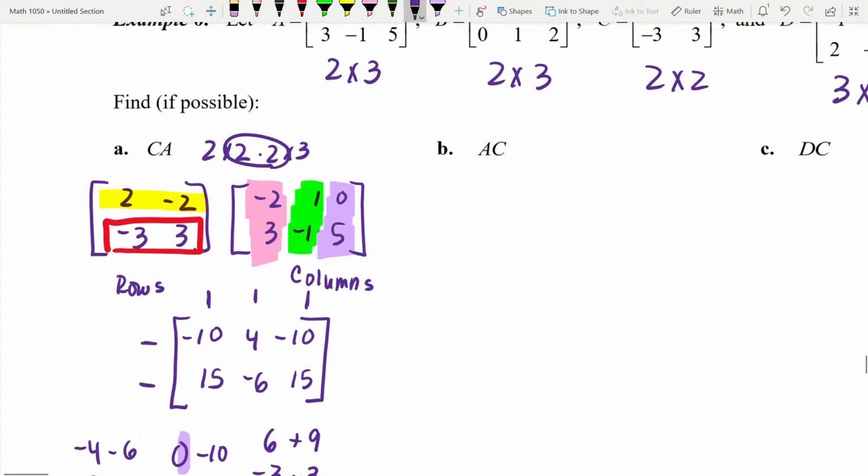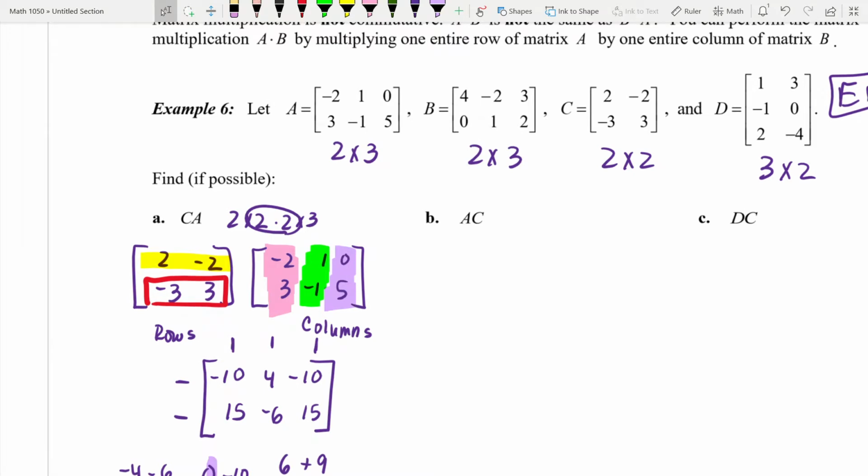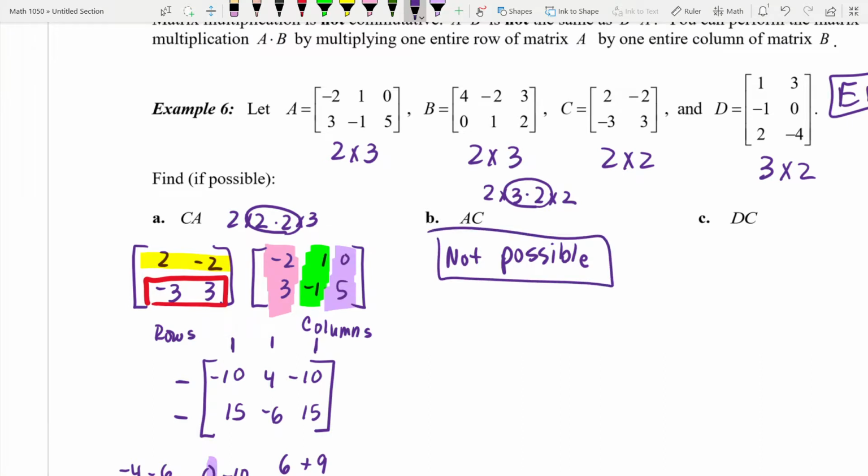Okay. Everybody look forward for me. Okay. Here we go. Matrix A is a 2 by 3. Matrix C is a 2 by 2. My middle numbers do not match. This answer is not possible. I'm done. Okay, so is C times A the same as A times C? No. I got an answer and then I didn't get an answer.